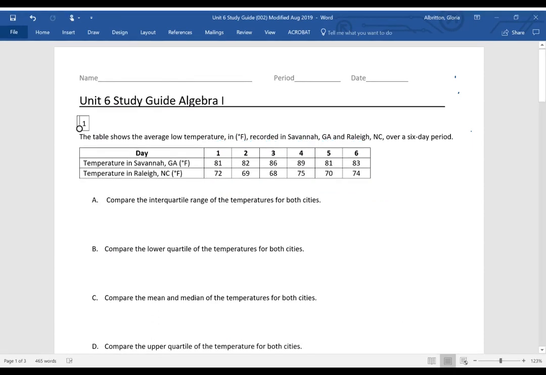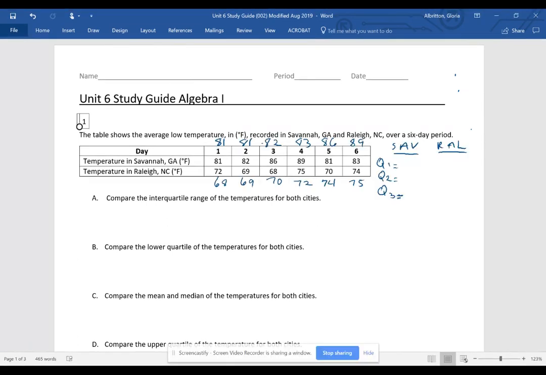And keep in mind that if you've got an even number of data points in your list, you're going to have 2 numbers in the center. What do we do when there's 2 numbers in the center? We add them and we divide by 2. In this case, we've got 6 temperatures. So the 2 in the middle are 82 and 83 for Savannah. That means that when we add those 2 data points and divide by 2, we will get 82.5. And notice I put it at Q2, not Q1, because this is our original median, which is Q2.